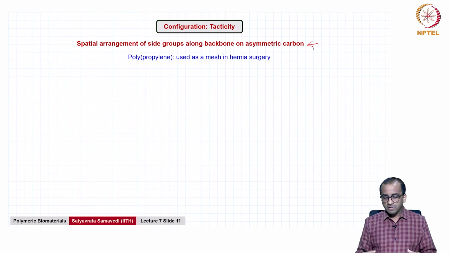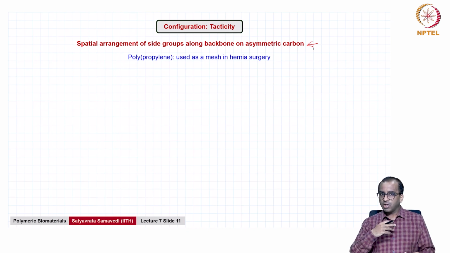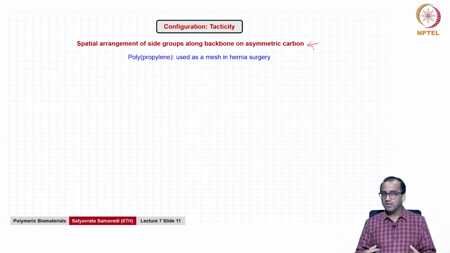This also has to do with the spatial arrangement of side groups along the backbone on asymmetric carbon, but now you are looking at it from the perspective of the ordering itself, and you can give them different names based on how the ordering is. If it is highly ordered, you think of it a certain way. If there is no order, you think of it in a different way. And as we have already hinted, that ordering or placement can have a very large impact on how the chains can come together or crystallize, and how that can in turn affect the bulk properties.